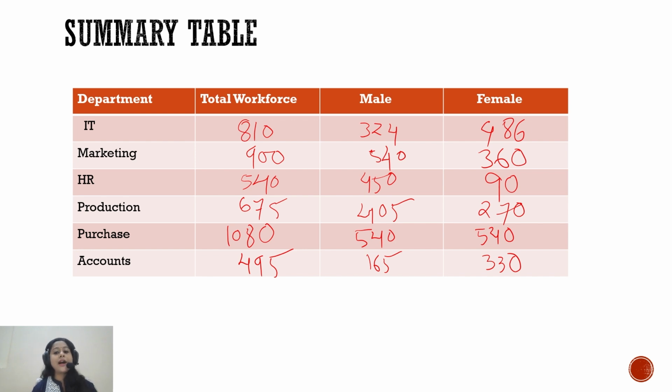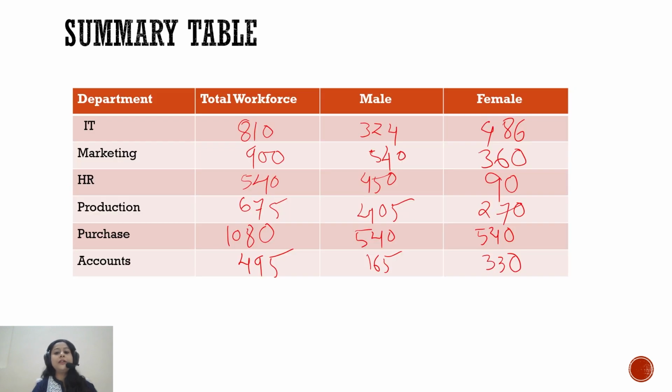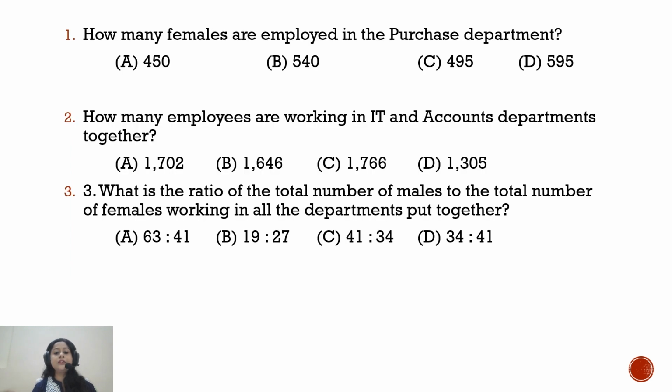Now we will answer these questions one by one. How many females are employed in the purchase department? It's very easy. In the purchase department, the number of females is 540. So directly you can write the answer, which is option B, 540.